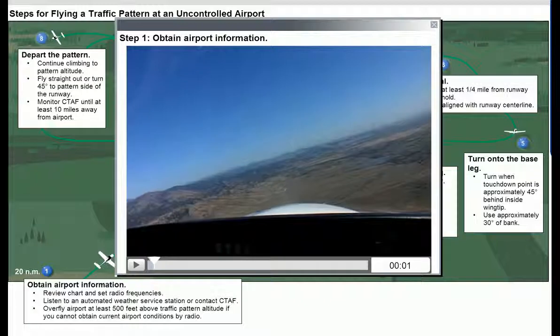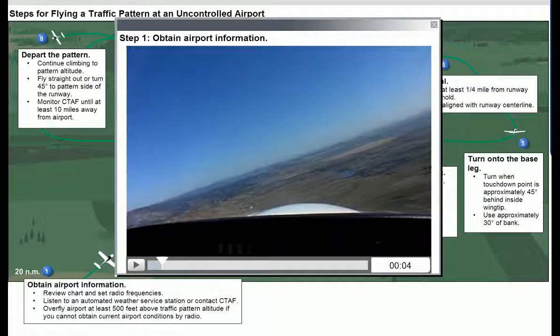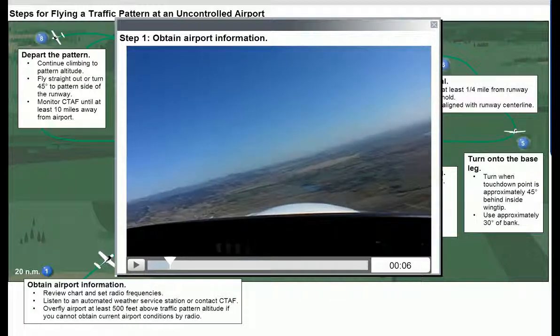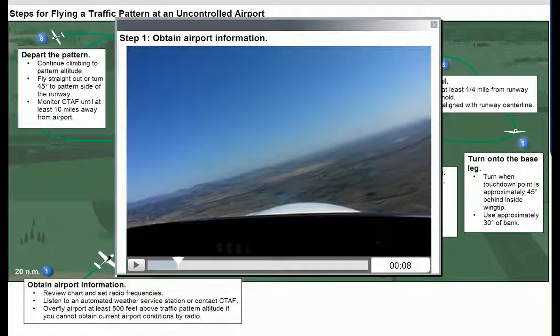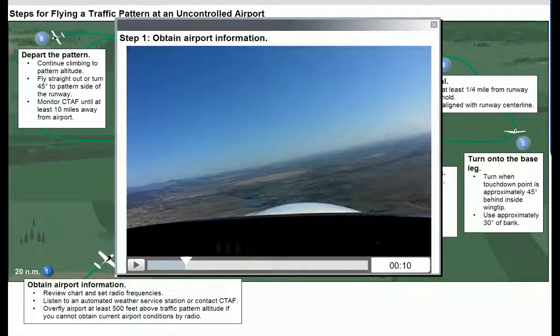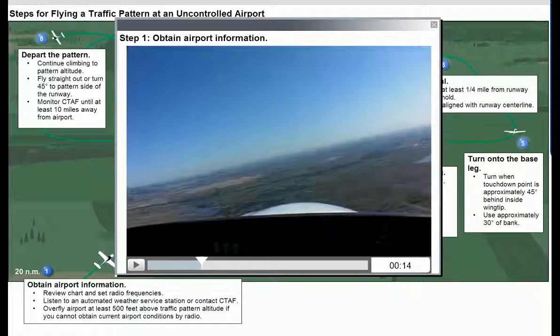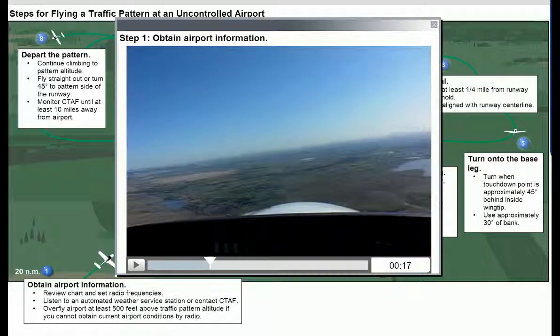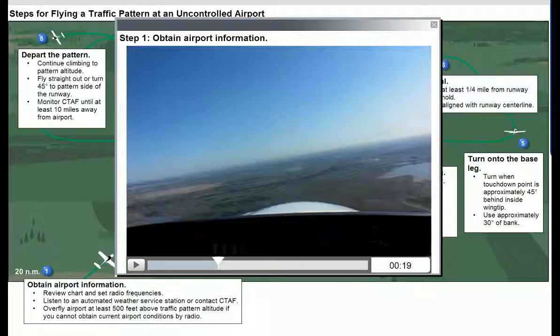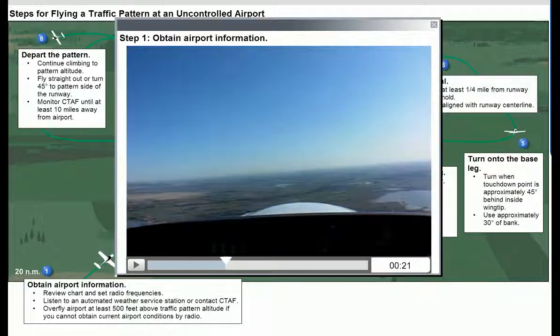Okay, we're about 20 miles from the airport, so you want to go ahead and get airport information. Take a look at your chart and set your frequencies. The CTAF at Longmont is 122.97 and the AWOS is 120.0. Take a look at the field elevation, 5,055, so your traffic pattern altitude is going to be about 6,100 feet.